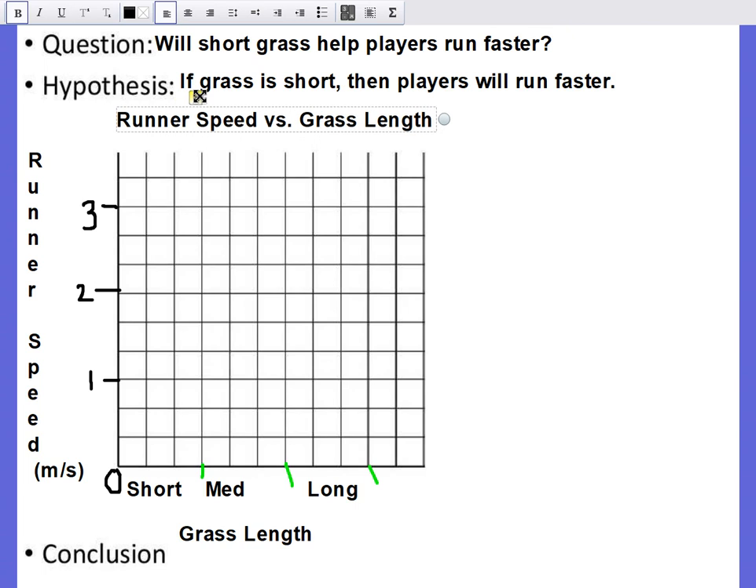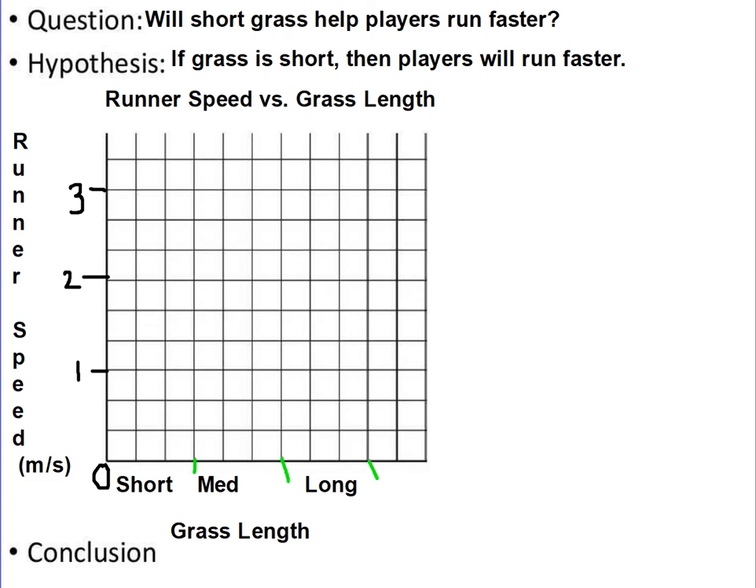And then I'm going to graph my data. So the information I'm graphing is on that data table on the last page. So the first one, for short grass, the players ran an average speed of 3 meters per second. So I'm going to start at short. I'm going to go up until I hit 3, right there, and come back down. Okay, for medium grass, they only ran 2 meters per second.